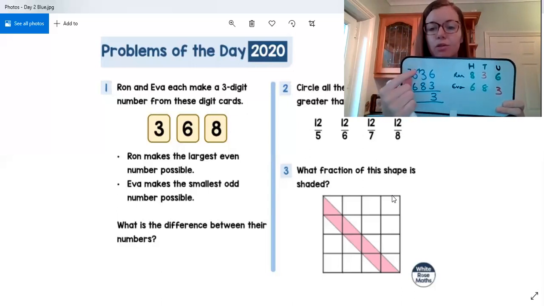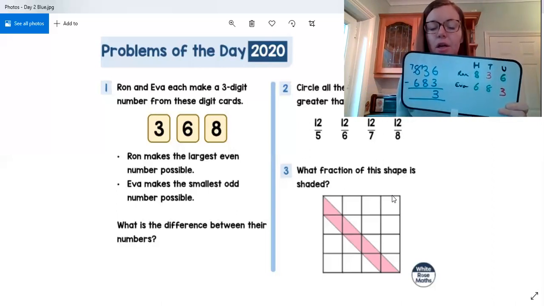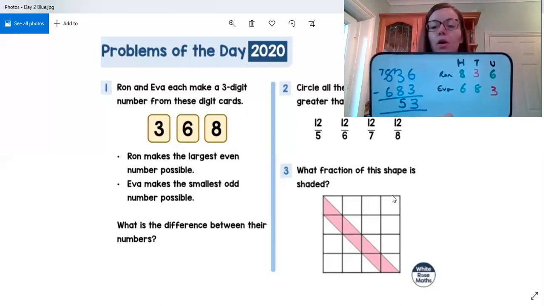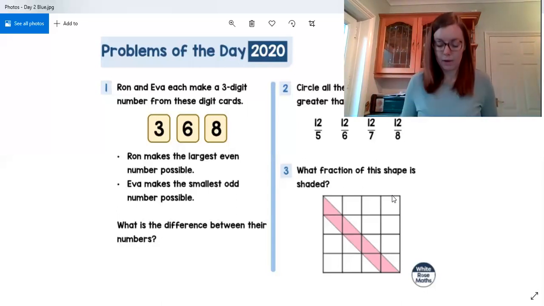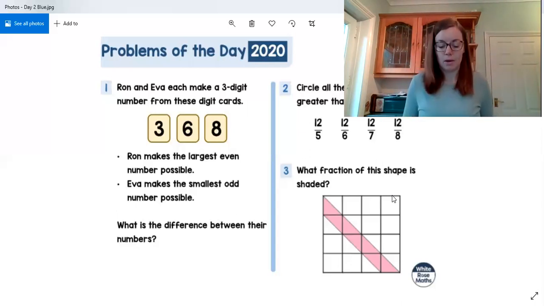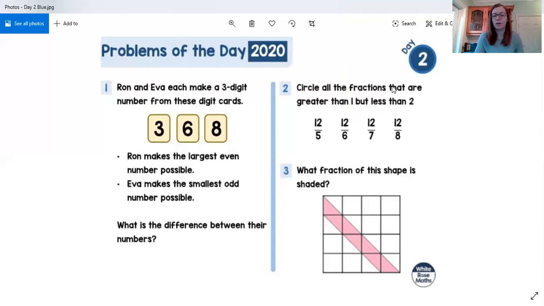I can try again now to do 13 take away 8, which I know is 5. And it leaves me with 7 take away 6, which is 1. So the difference in Ron and Ever's numbers is 153. Okay, well done. There were lots of steps in that to figure out both numbers and then do a takeaway or a subtraction. So just make myself smaller again so you can read this question over here. But as I say, do have a look at the link below.